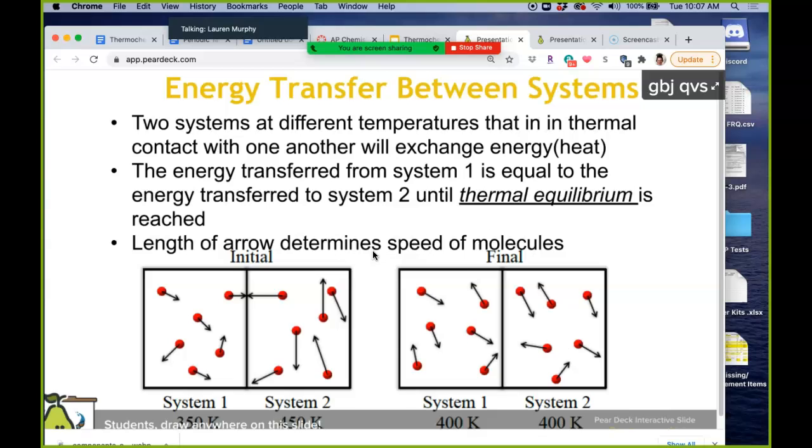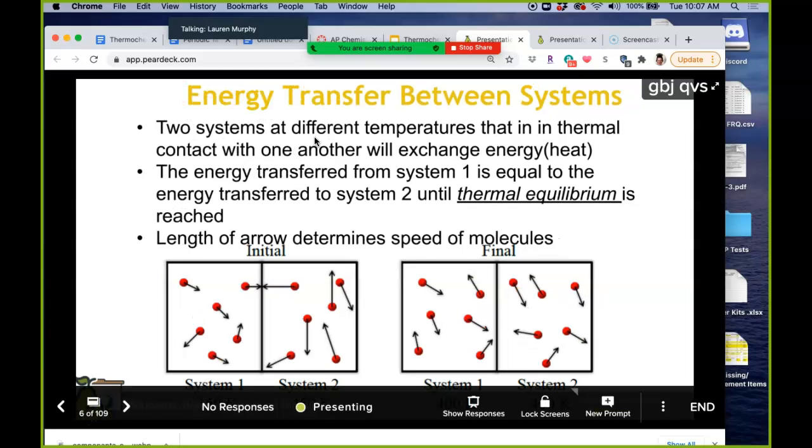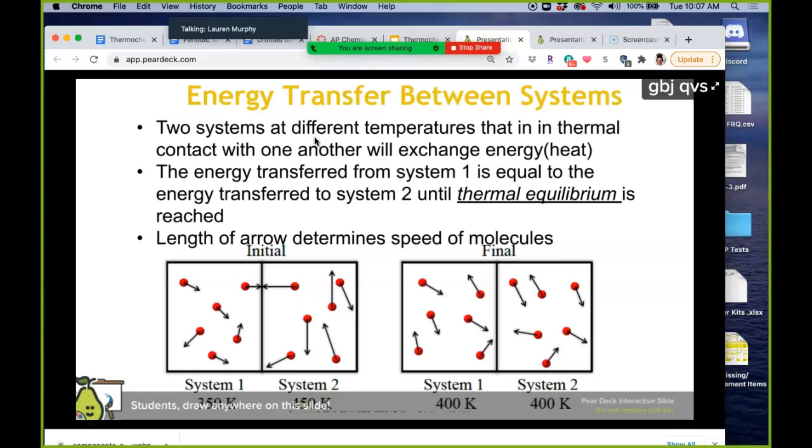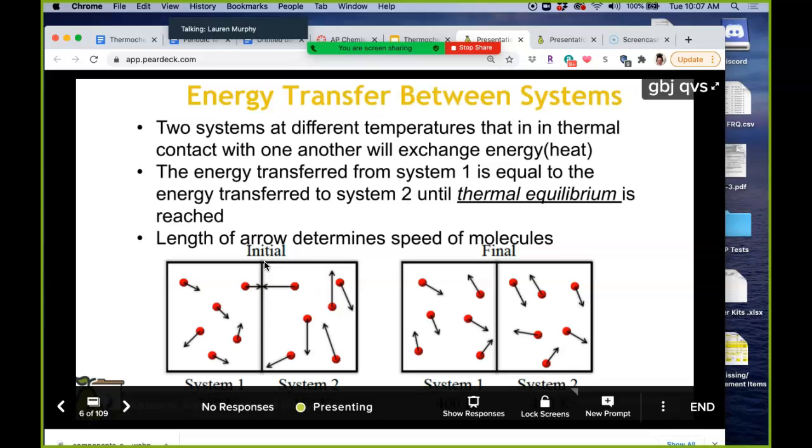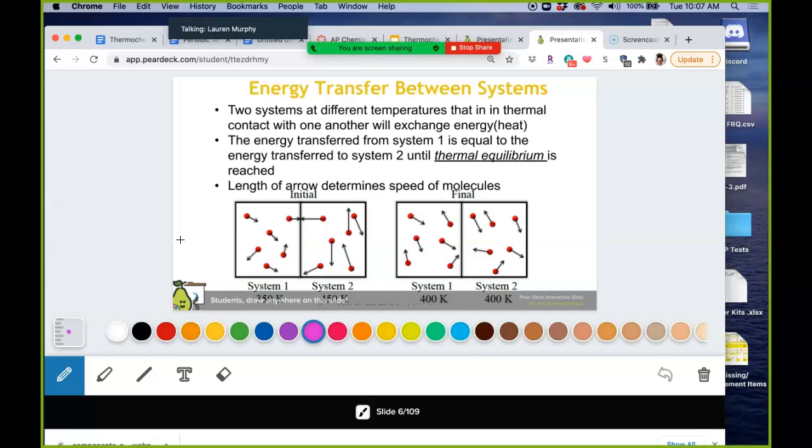Okay? So, let's talk about energy transfer between systems in terms of heat now instead of work. So in these diagrams, you have these 2 different containers. These are called closed systems because they're sealed off, but there's this barrier right here where thermally they can come into contact with each other. So if you look at this initial system, you have one at 350 Kelvin, that's this side. And then you have another one at 450 Kelvin.